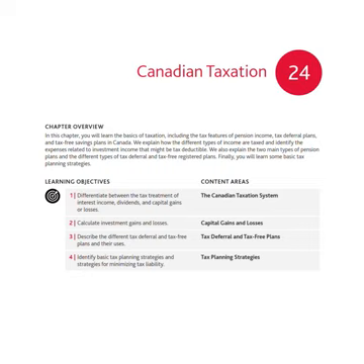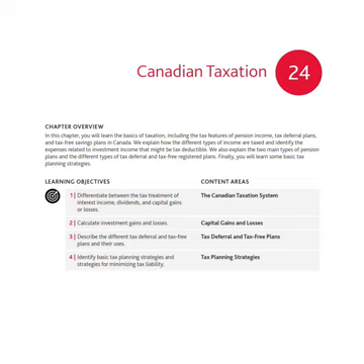We explain how the different types of income are taxed and identify the expenses related to investment income that might be tax-deductible. We also explain the two main types of pension plans and the different types of tax deferral and tax-free registered plans. Finally, you will learn some basic tax planning strategies.